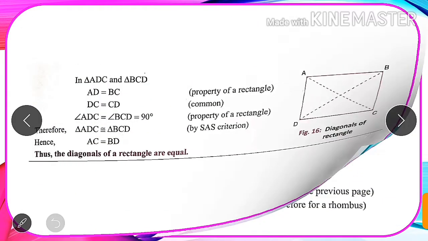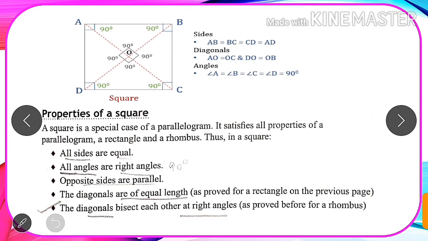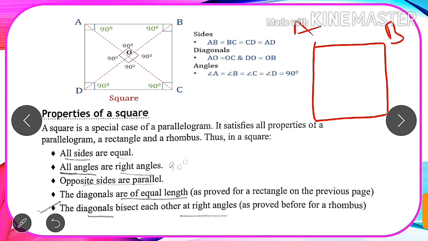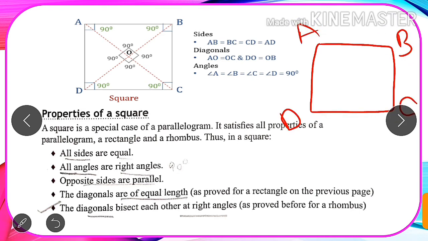Now we will start with the next special quadrilateral, that is square. So let us draw the figure. Say this one is a square. If we name it ABCD, according to the properties of square, all the sides, that is AB, BC, CD, DA, will be equal. Another property is that opposite sides will be parallel. AB will be parallel to DC and AD will be parallel to BC.